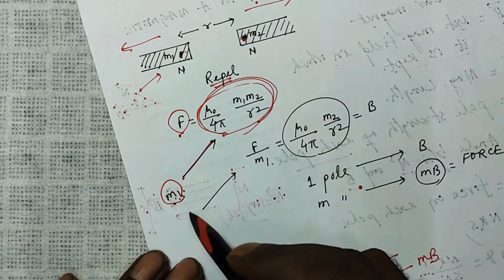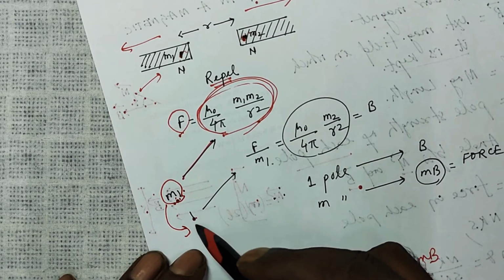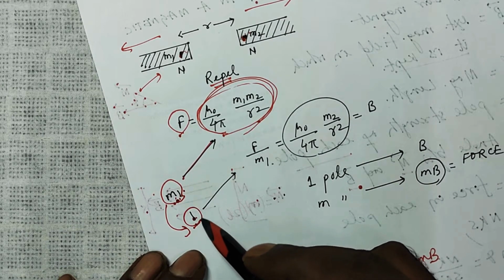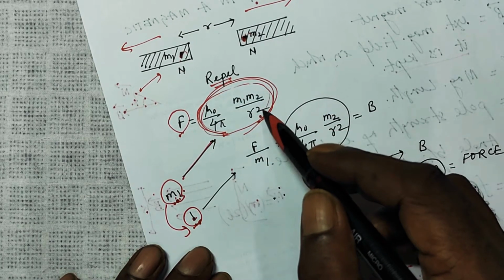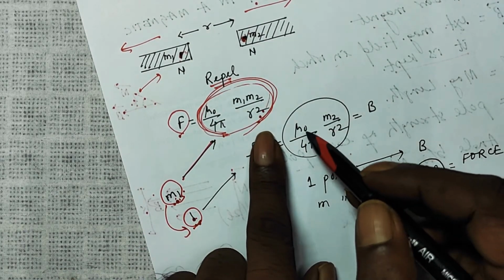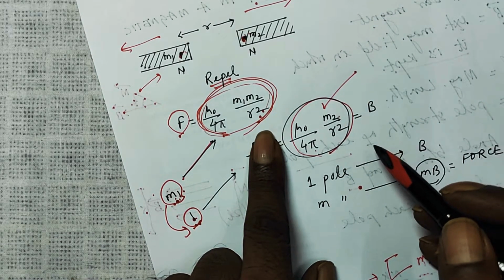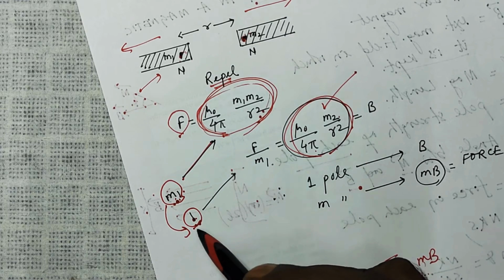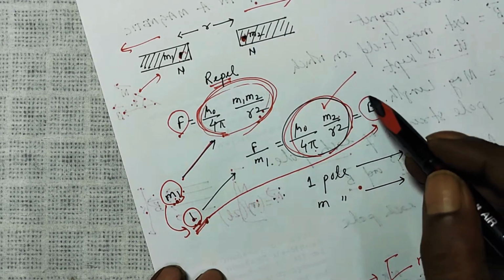How do I come from here to here? By dividing this by M1. So M1 over M1 is 1. That is a unit pole. So I have to divide this also by M1. When you divide this by M1, we are left with mu naught by 4 pi, M2 over r squared. So this is the force experienced by a unit north pole, and this is called your B.